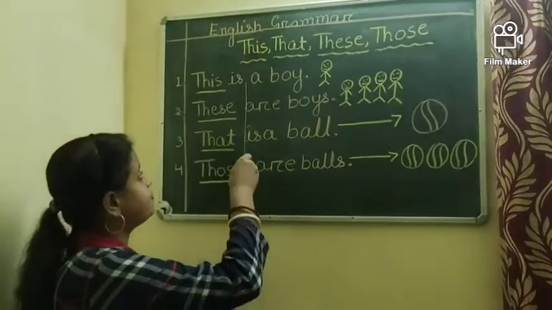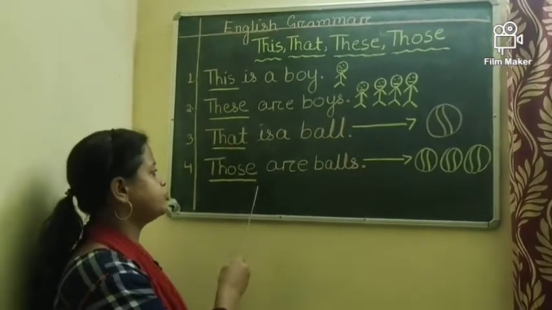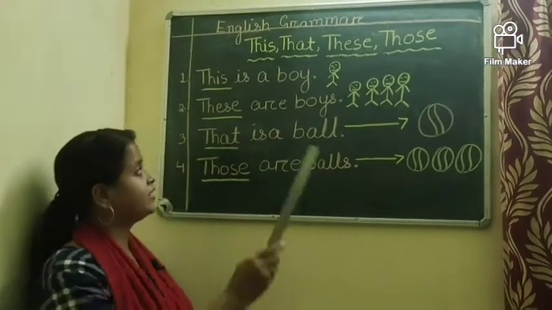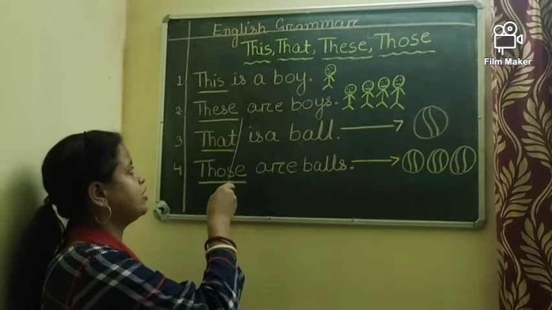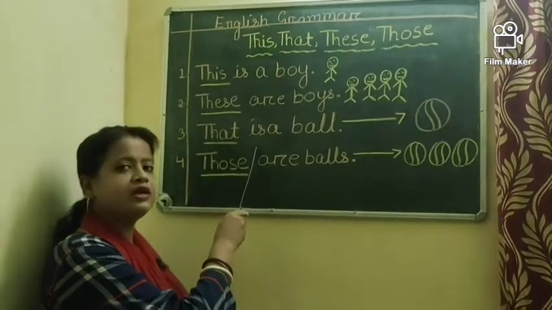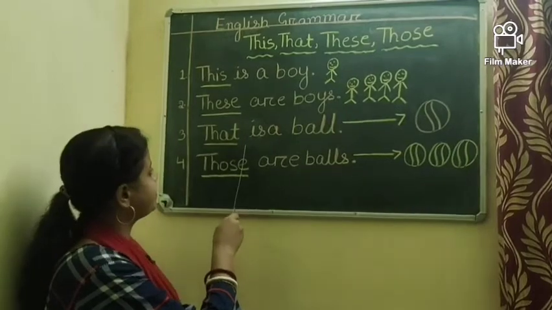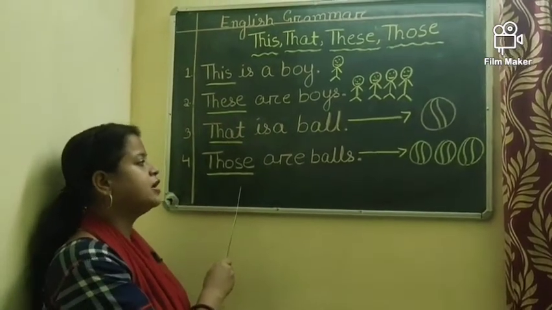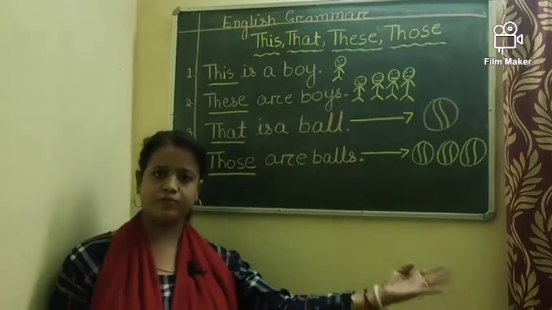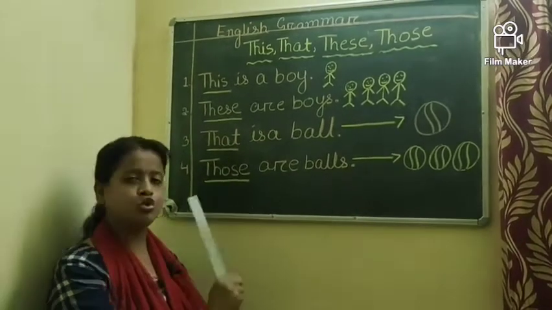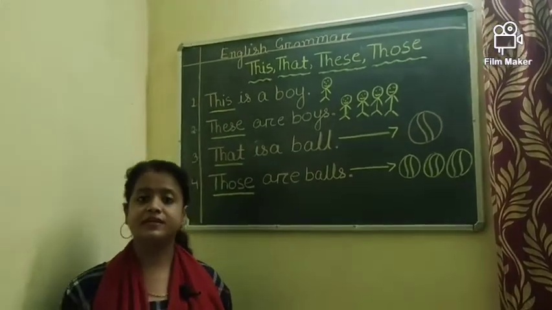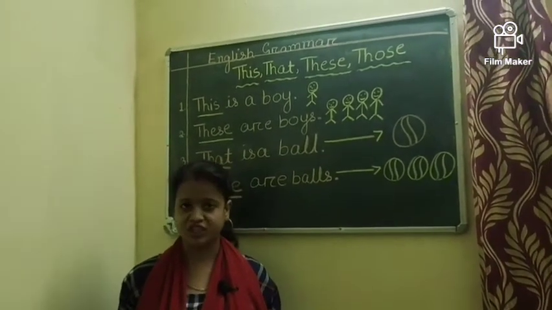Understood? So this becomes these, and that becomes those when it is plural. When it is singular, it is this. When it is plural, it is these. Then when it is singular and far away from you, it is that. And when it is plural and far away from you, that becomes those. Clear? Now we will discuss the worksheet.